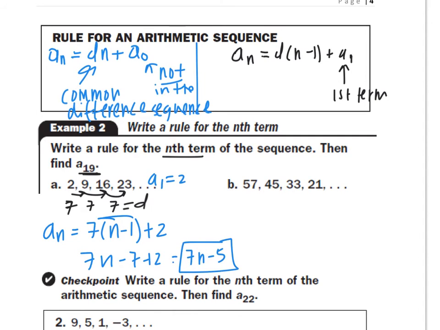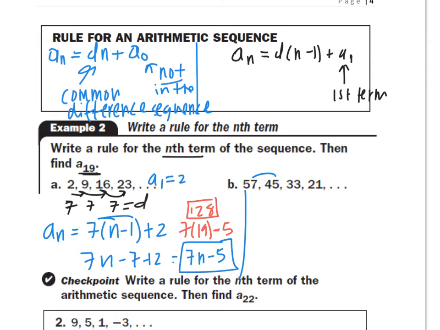Now we want to plug in 19. So 7 times 19 minus 5, and we should get 128. All right, next one.